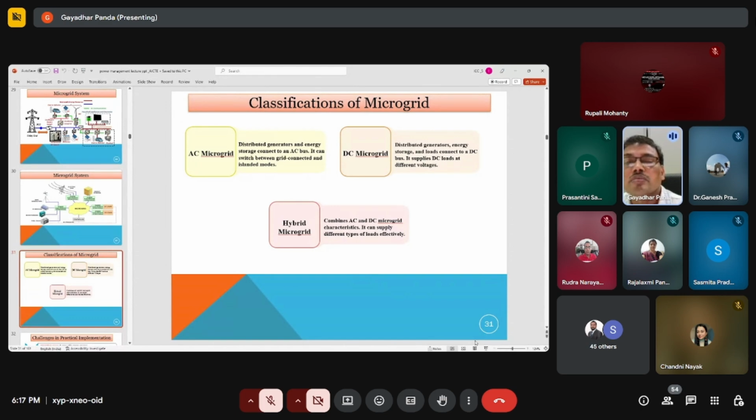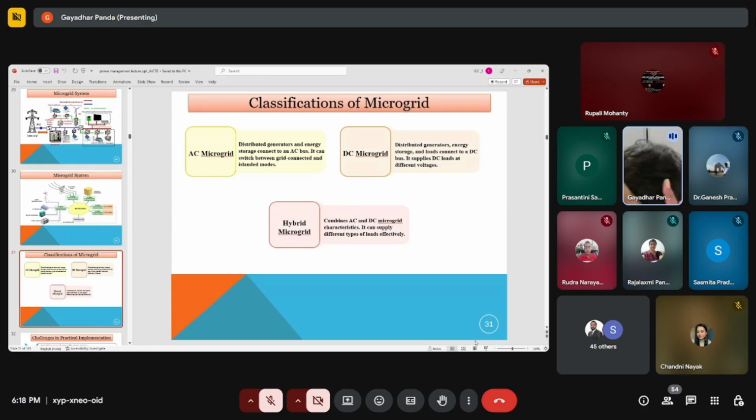And there are different kinds of classification of the microgrid. One is the AC microgrid, DC microgrid, and a hybrid AC-DC microgrid. When you talk about AC microgrid, that indicates that your voltage and frequency will be available so that you can connect the AC loads. Like in general, you can see all the loads are in AC. That means they will be operated on AC supply.